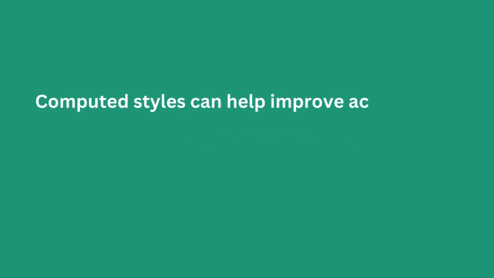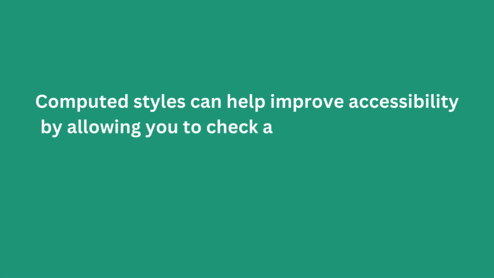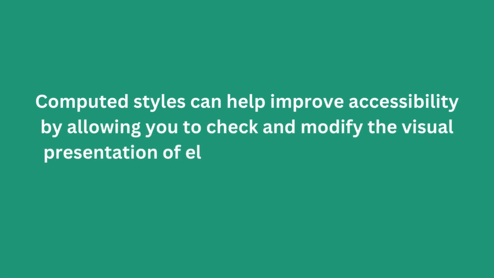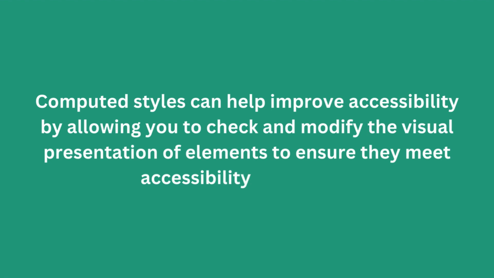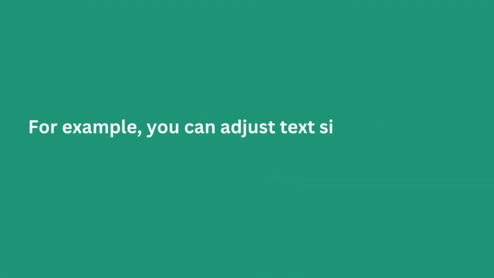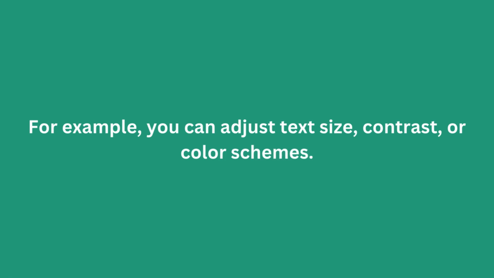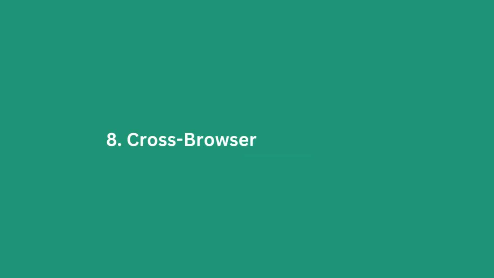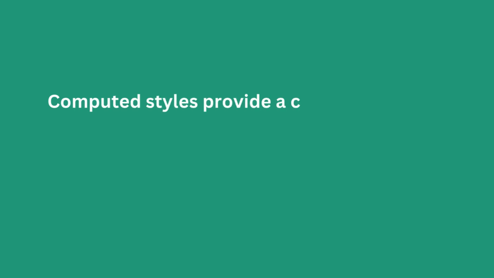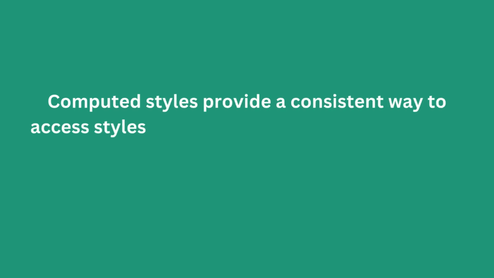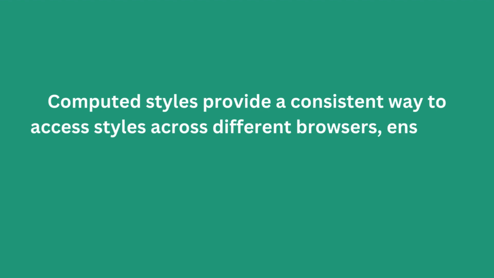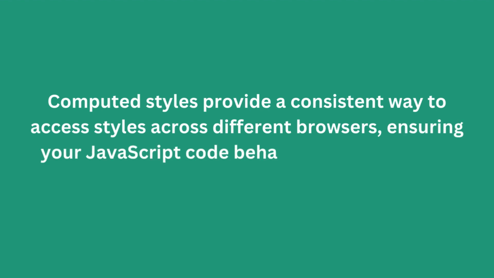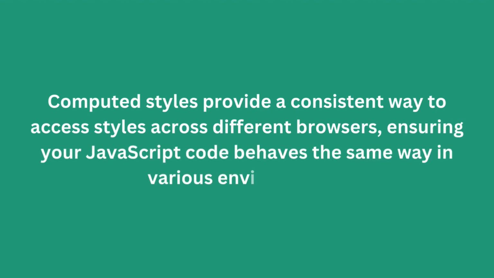7. Accessibility. Computed styles can help improve accessibility by allowing you to check and modify the visual presentation of elements to ensure they meet accessibility standards. For example, you can adjust text size, contrast, or color schemes. 8. Cross-browser compatibility. Computed styles provide a consistent way to access styles across different browsers, ensuring your JavaScript code behaves the same way in various environments.